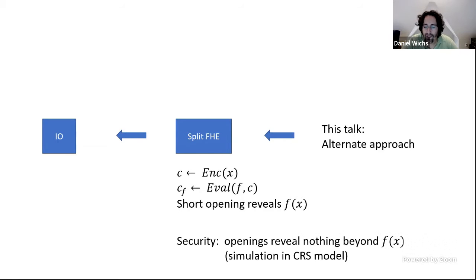And the security says that even if I give you many openings for many different functions over the same encrypted input, these openings reveal nothing more beyond the outputs of all these various functions. And you can ask for either indistinguishability or simulation-based security. Here, we're going to focus on simulation-based security in the common reference string model.